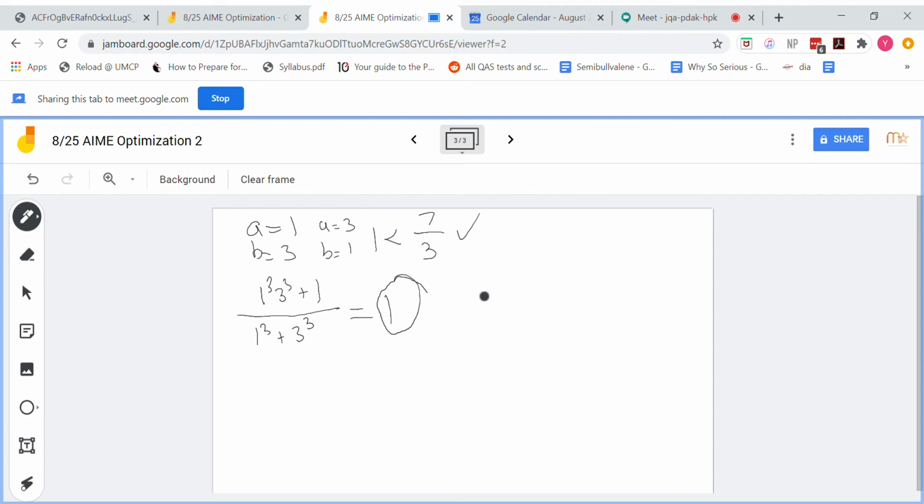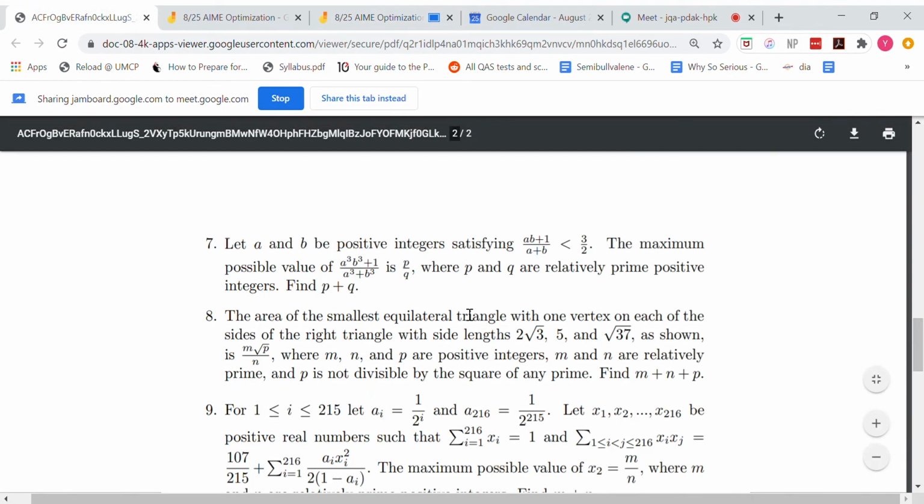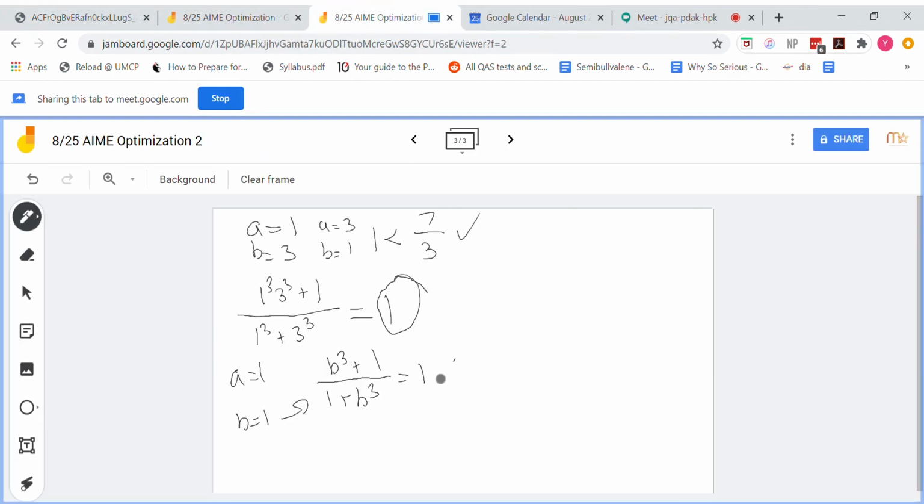So why is that? What happens if we let a equal 1 or b equal 1? If a equals 1, then a^3 b^3 just boils down to b^3, plus 1 on the top, over 1 plus b^3 on the bottom, which comes out to 1. And if b equals 1, that gives us the same result. So we're told that the maximum possible value is p over q, which is some sort of fraction, and that fraction must be greater than 1, correct? So our maximum possible value, which we'll call m, is greater than 1.